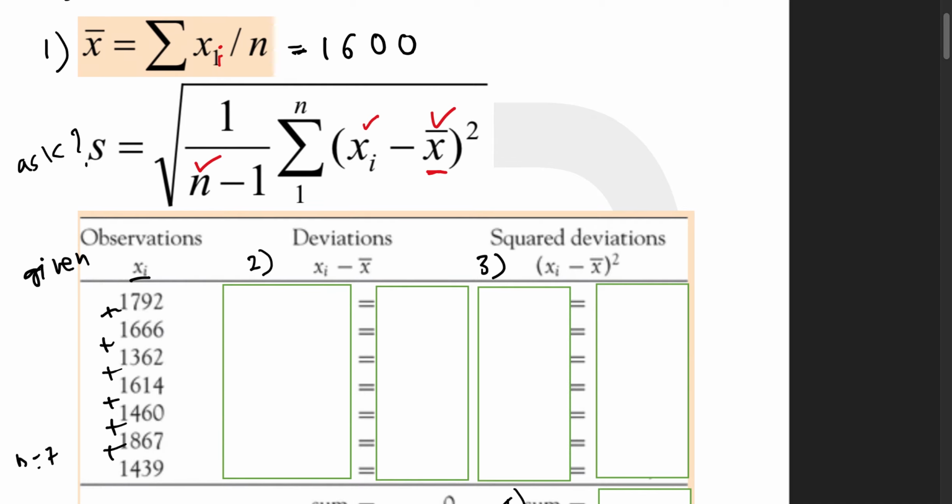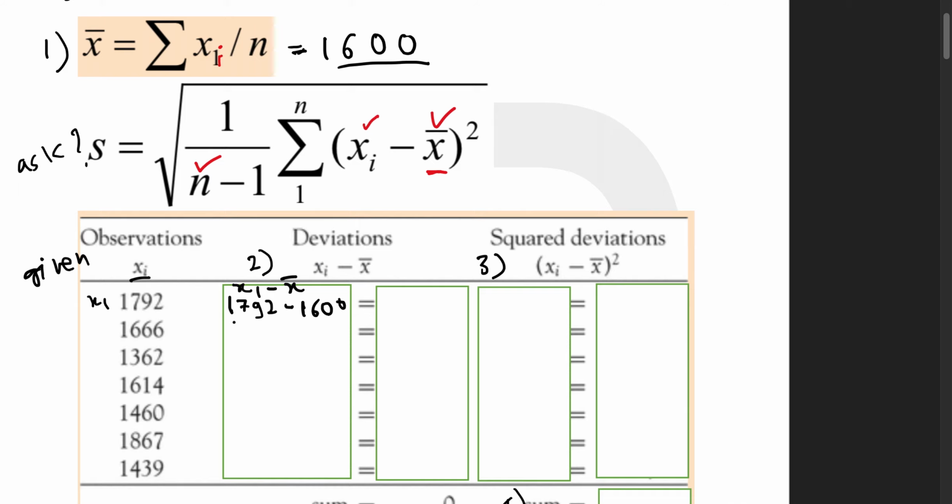So let me just clean these things. All right. So you know n is 7. You know each of these x values, so just find the difference. In this case, instead of i, your first term is the first x, so your first term becomes x1 minus x bar. X1 in this case is 1792, minus x bar, which is 1600. And then you solve that math.